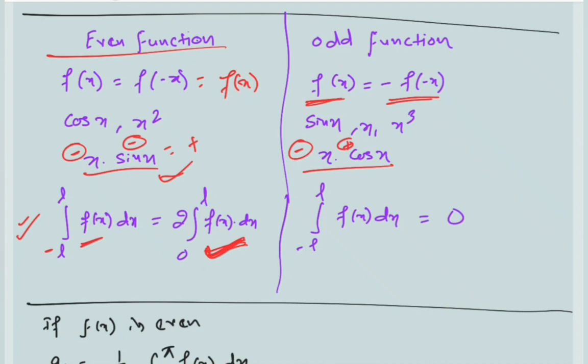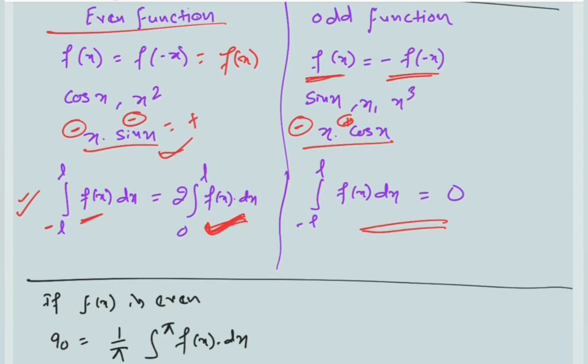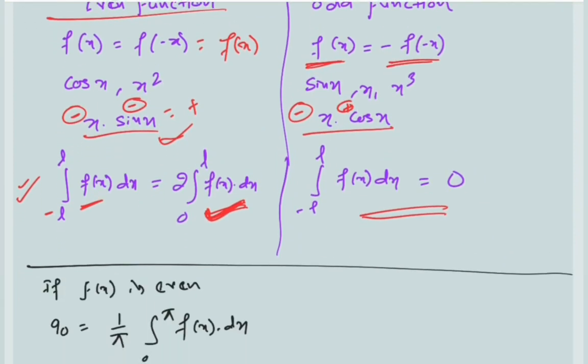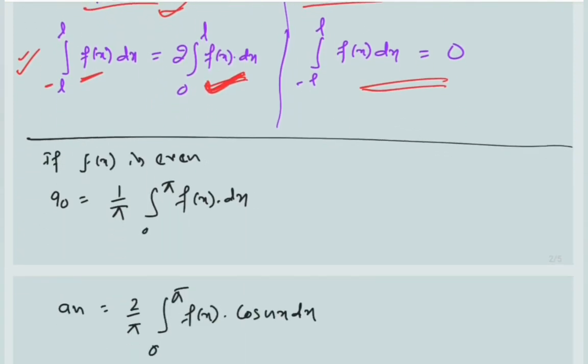And if f(x) is an odd function, then the value of the integration from minus L to L of f(x) dx is 0. If it is an even function, then this expression reduces to 2 times the integral from 0 to L of f(x) dx. So this is the concept of even function and odd function. Suppose f(x) is an even function for a Fourier series.